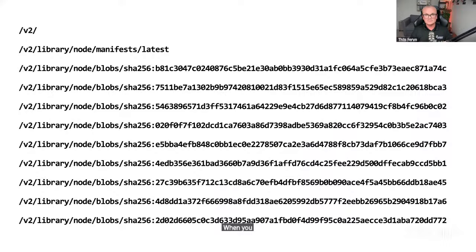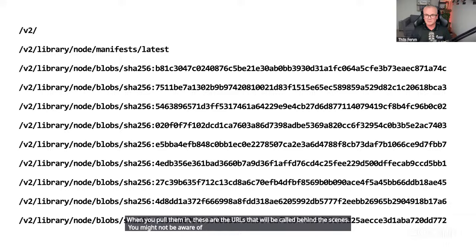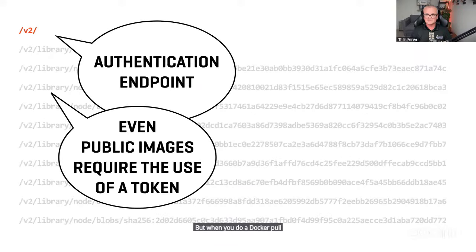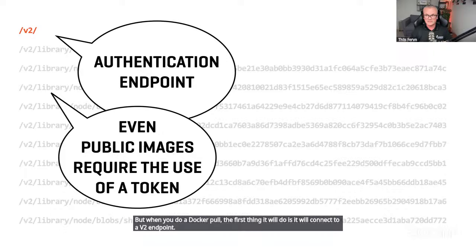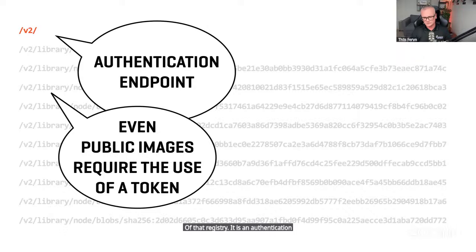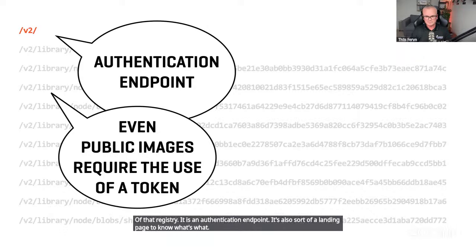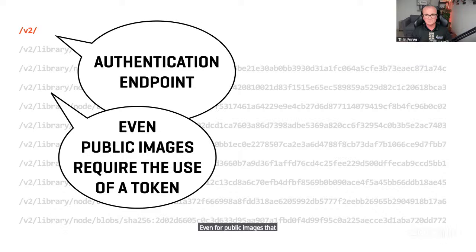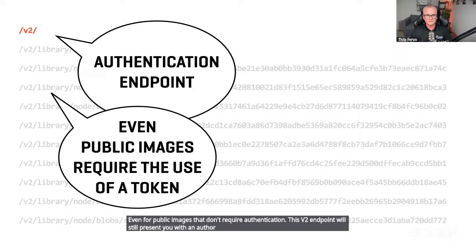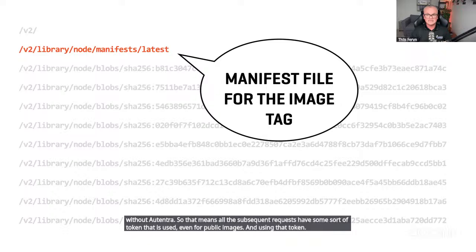When you pull them in, these are the URLs that will be called behind the scenes. You might not be aware of this, but when you do a docker pull, the first thing it will do is connect to a V2 endpoint of that registry. It is an authentication endpoint. It's also sort of a landing page to know what's what. Even for public images that don't require authentication, this V2 endpoint will still present you with an authorization endpoint where you can get a token without authenticating. That means all the subsequent requests have some sort of token that is used, even for public images. And using that token, you can go to the next URL.